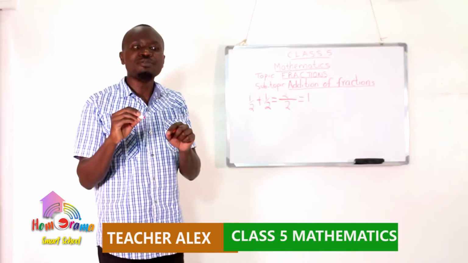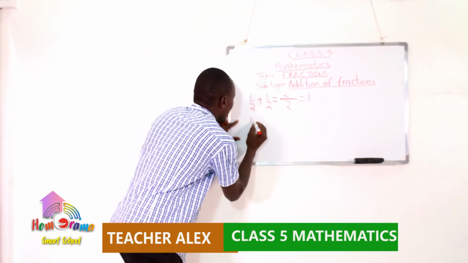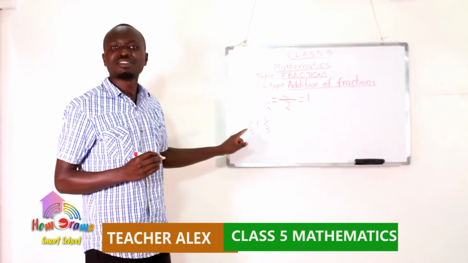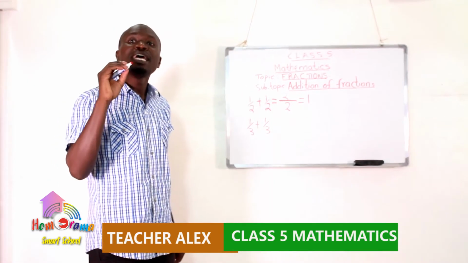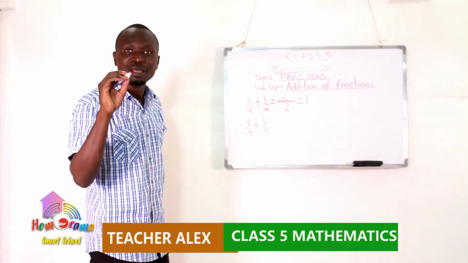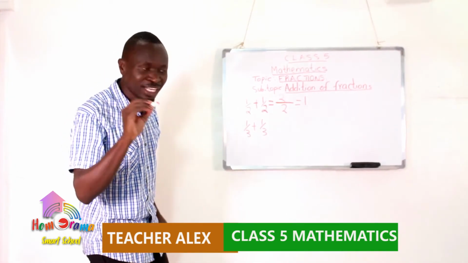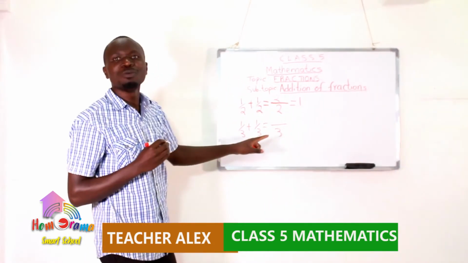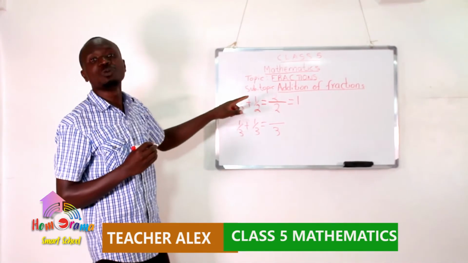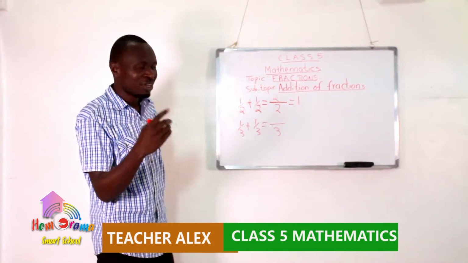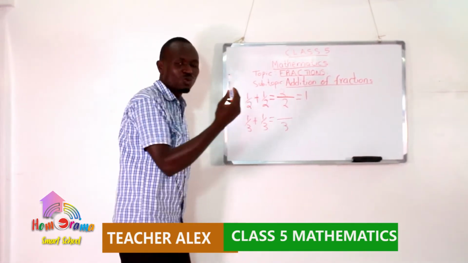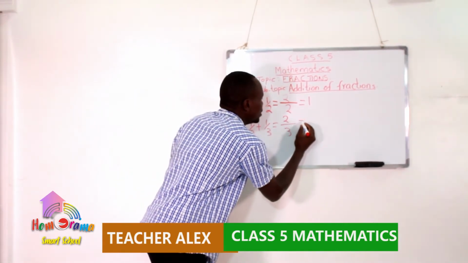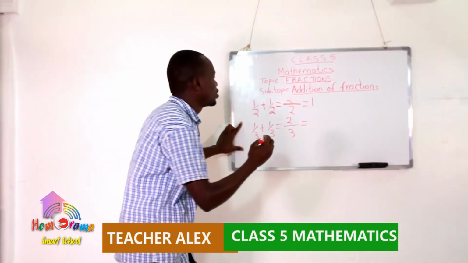That means if I'm given a third plus a third, then my denominator will remain to be 3. And then I add the numerators. The numerators are the numbers at the top. So this means I will now add 1 plus 1, which is going to give me 2. So I'm going to get my answer as 2/3.